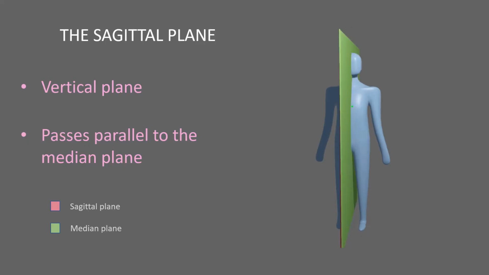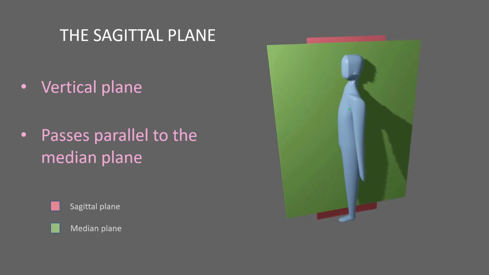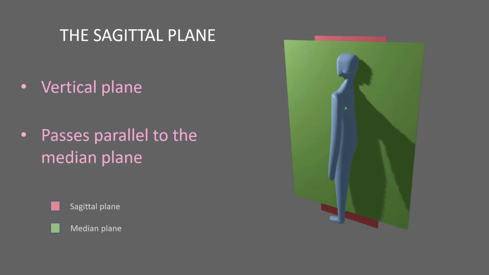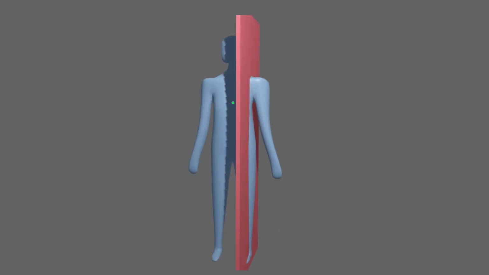Any vertical plane, which passes parallel to the median plane, is a sagittal plane. Here, the plane in green is the median plane. And the plane parallel to it, in pink, is the sagittal plane.